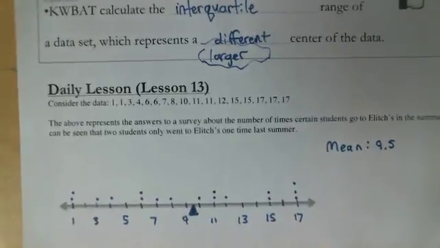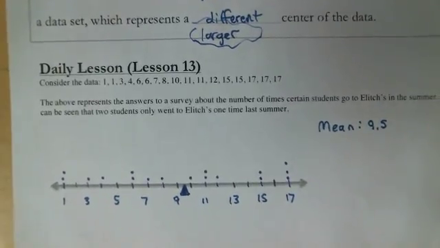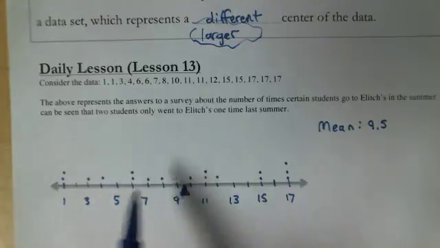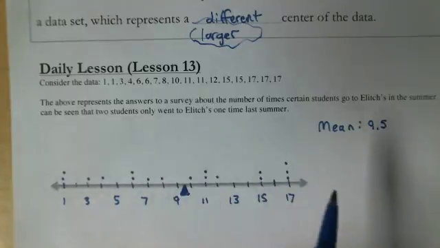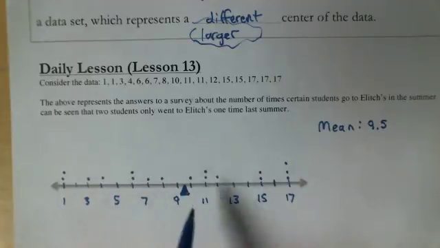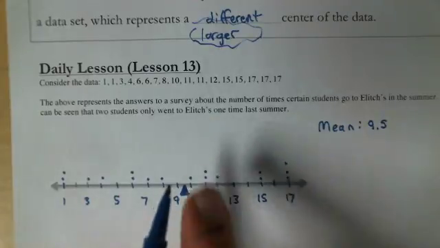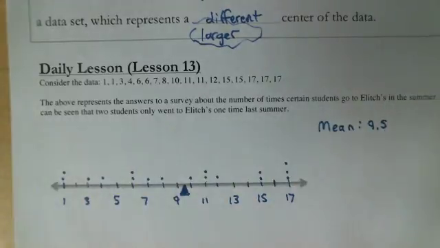So if we look here, so far this is the data of the number of times students went to Elitch's last summer. And if you look, it's pretty spread out. It's hard to tell, if you asked a student how many times they went, how many times they would say. It says that the mean is 9.5, but it's hard to say, oh, most of the time students went this many times to the park. That's tough to say because it is so variable. It is so spread out.